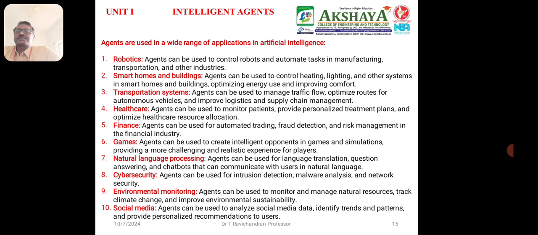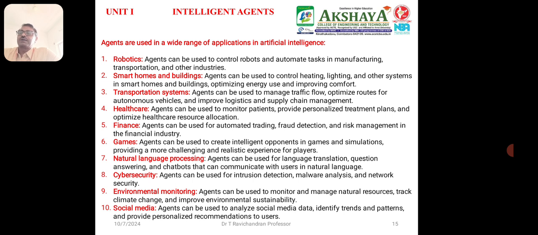Third, transportation systems. The agent can be used to manage traffic flow and optimize routes for autonomous vehicles, and to improve logistics and supply chain management.